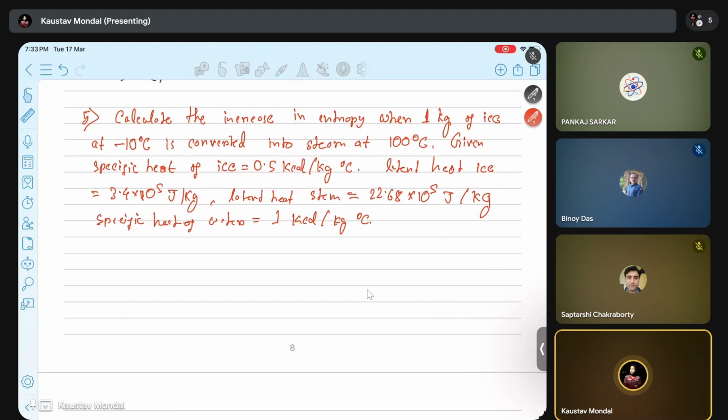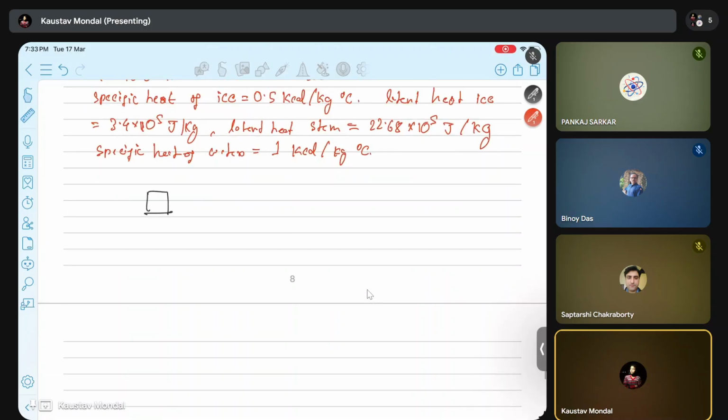Okay, so basically what is happening here? There is ice, and the ice is at minus 10 degrees centigrade. This ice becomes steam, steam at 100 degree.